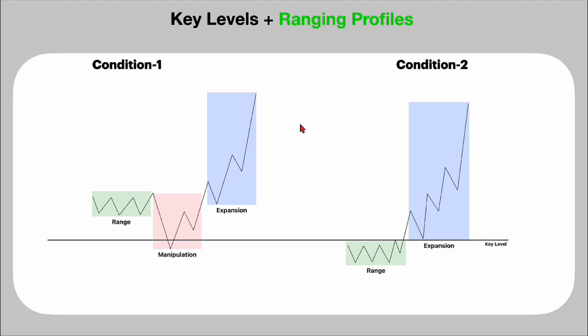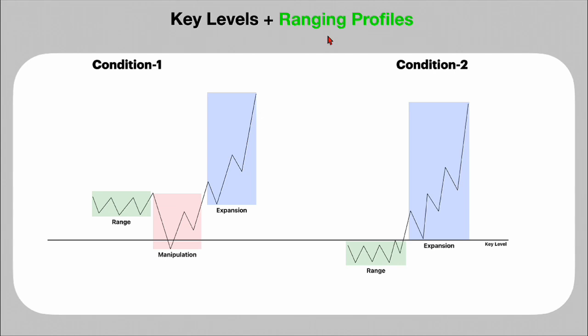Now we'll combine key levels with market profiles and explore how to use them in a live market. This approach allows us to apply specific logic to anticipate market behavior, helping us make more informed trading decisions based on different profile scenarios. By integrating key levels with market profiles, we can identify the most effective trading setups and recognize potential shifts in market direction. Now let's talk about the combination of a ranging market profile and key levels.